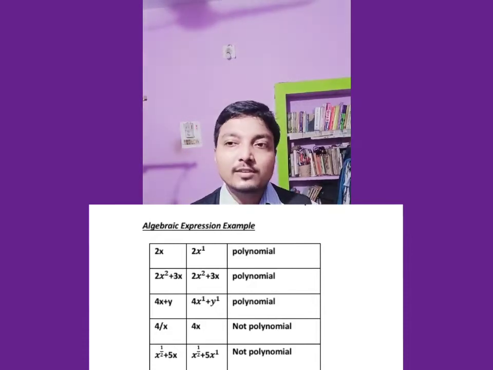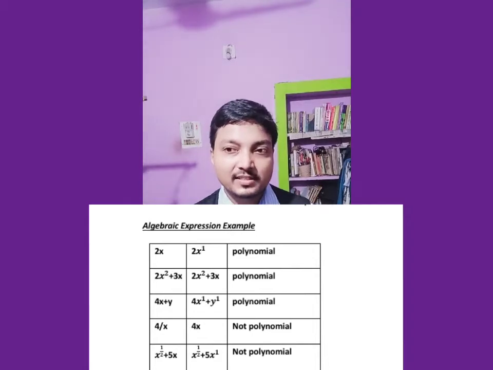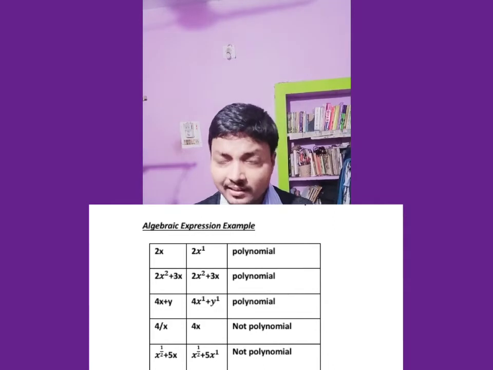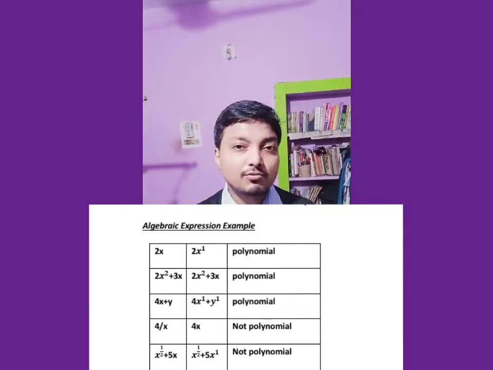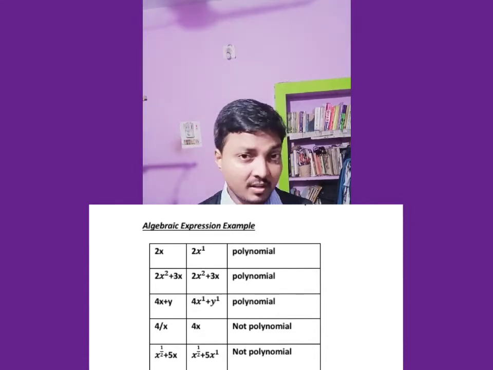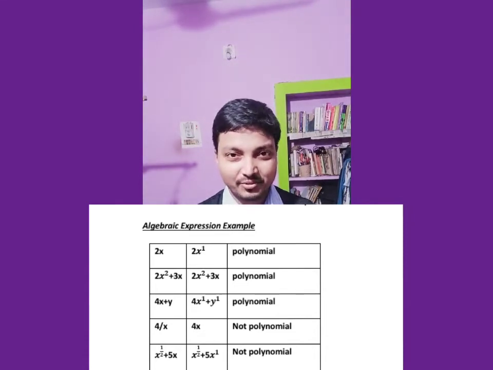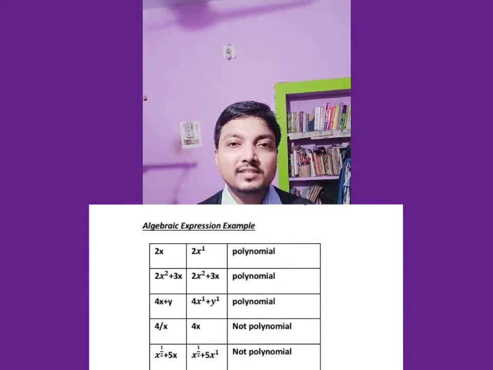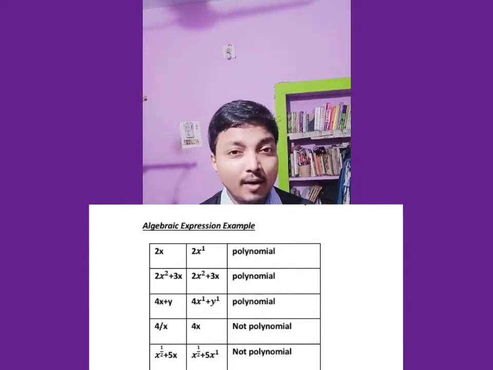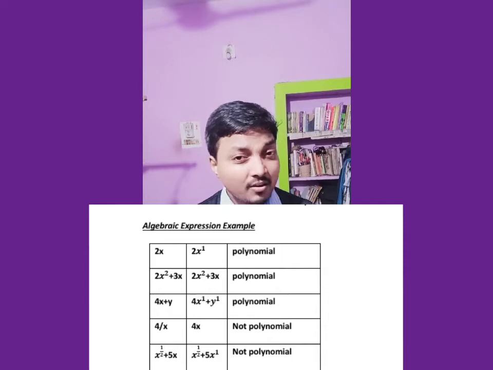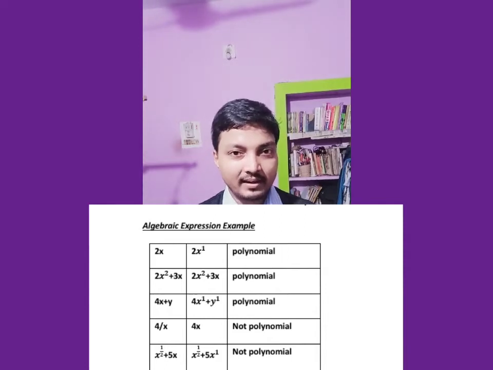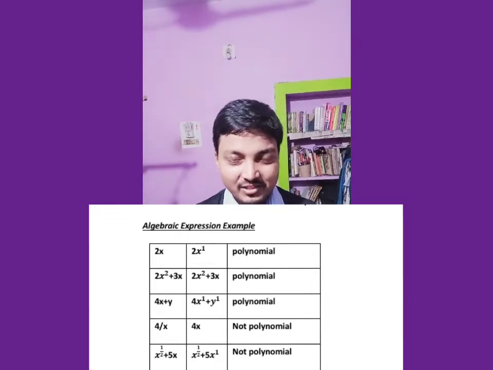Ready? So first we will discuss which algebraic expressions are polynomials. Actually the first algebraic expression is a polynomial, the second one is a polynomial, the third one is a polynomial. But the last two algebraic expressions are not polynomials. Why are these not polynomials? That I am going to discuss. See, in the first algebraic expression 2x, the power of x is 1, which is a whole number. So I call this one a polynomial.